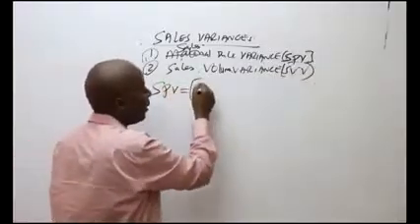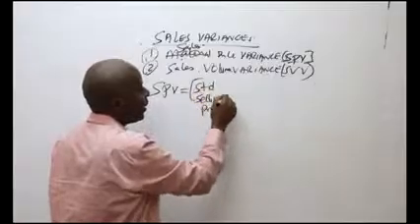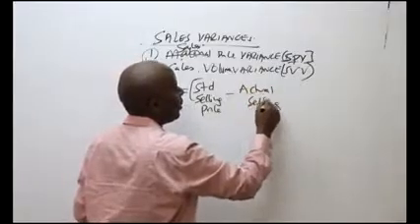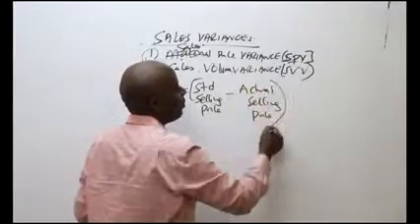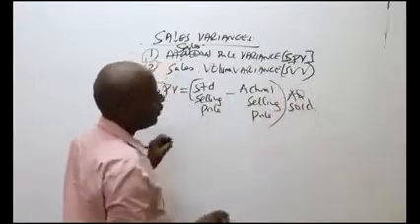So to get the sales price variance, ladies and gentlemen, what do we have here, somebody? We have the standard selling price minus the actual selling price, multiplied by the actual quantity that was sold.